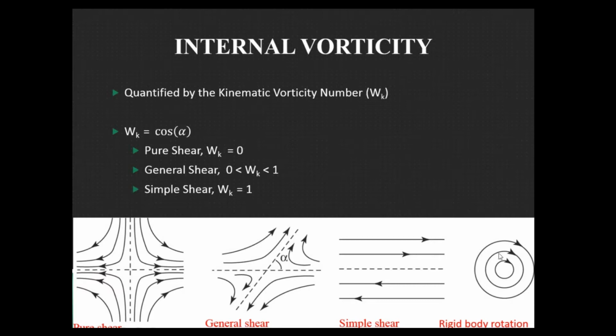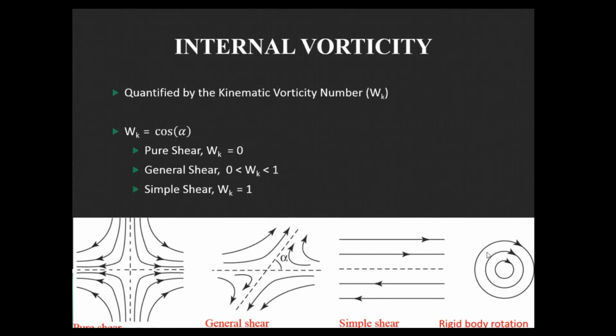We have some symbols or terminology that we use, and the kinematic vorticity number, called Wk, is calculated as the cosine of the angle alpha seen in B, so that general shear. In a case of pure shear, this kinematic vorticity number, Wk, equals 0 because the angle is 90. Take the cosine of that and we get 0.